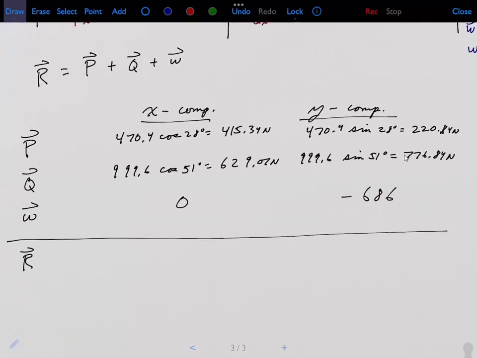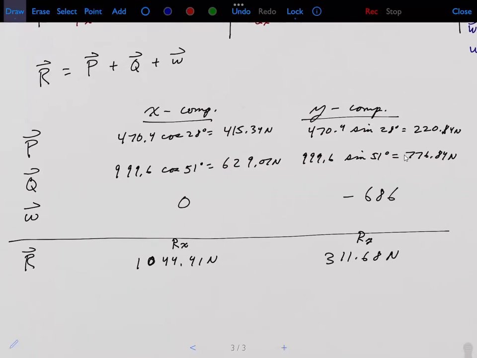Okay, so now to find Rx and Ry, I just add, right? I add down the columns. I add all my X values: PX, QX, WX, right? Add them together. If you do that, you're going to find that this is 1044.41. If I add the Y's together, I'm going to get 311.68 newtons. Okay, so that's my answer.